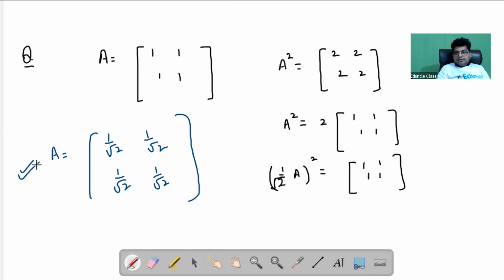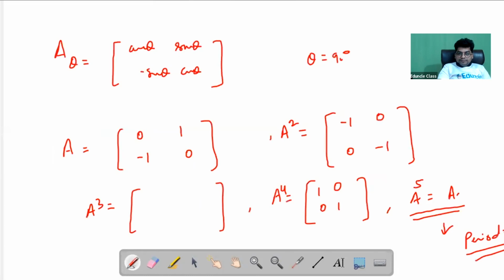If somebody is asking, actually, Chetan has asked, sir, there is a unique idempotent matrix if determinant is 1. I am giving you infinitely many idempotent matrices of determinant 0. See, what is this? This is an idempotent matrix. Determinant 0. Yes.